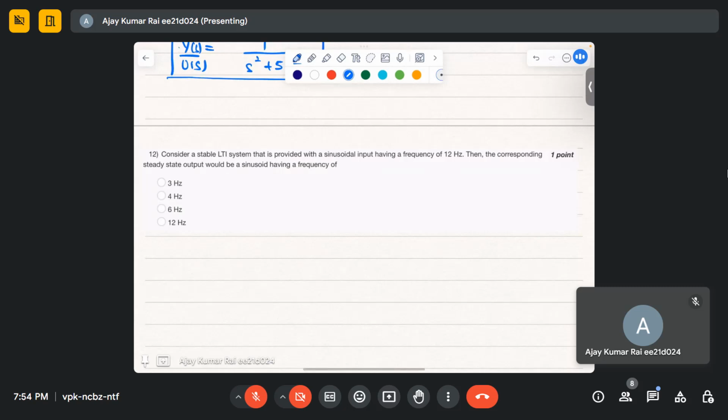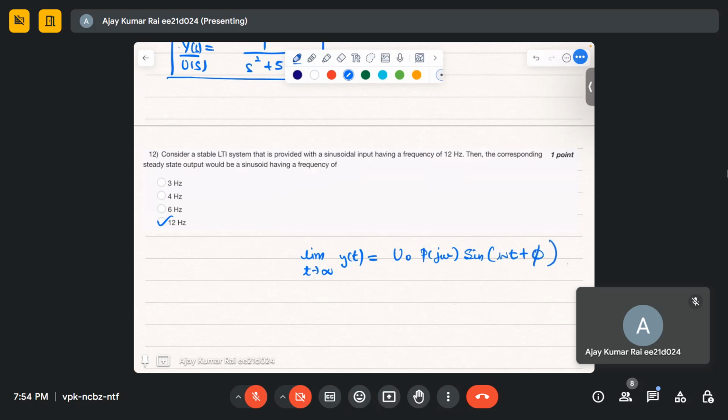Consider a stable LTI system that is provided with a sinusoidal input having a frequency of 12 hertz. So the input is sinusoidal with 12 hertz frequency, then the corresponding steady state output would be a sinusoid having a frequency of, we know it has the same frequency. You just remember this expression: U0 times P(j omega) sine(omega t plus phi).